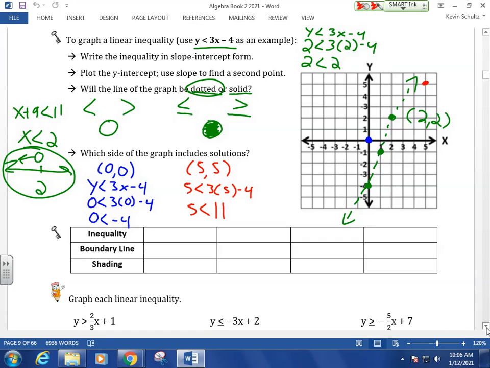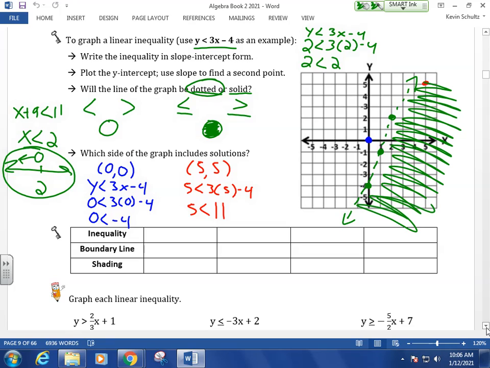So here's where it gets fun. The final solution to this graph is the line that's dotted, and then we shade the entire side of the line that represents where our solutions are. It's almost like it's art class.